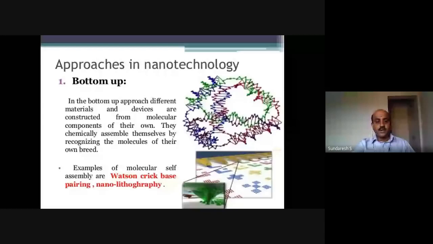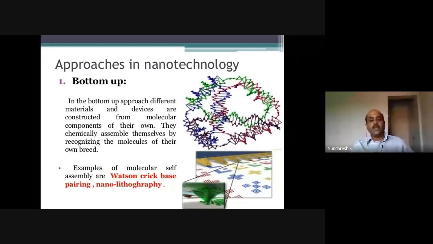Okay, examples of molecular self-assembly. Here, molecules get assembled on their own. This is called the bottom-up approach, where Watson-Crick base pairing and nanolithography are the two important examples. Typical examples are quantum dot formation during epitaxial growth and formation of nanoparticles from colloidal dispersion. So these are the two important applications of the bottom-up approach. Instead of taking material away to make structures, the bottom-up approach selectively adds atoms to create structures. This is what I was talking about.